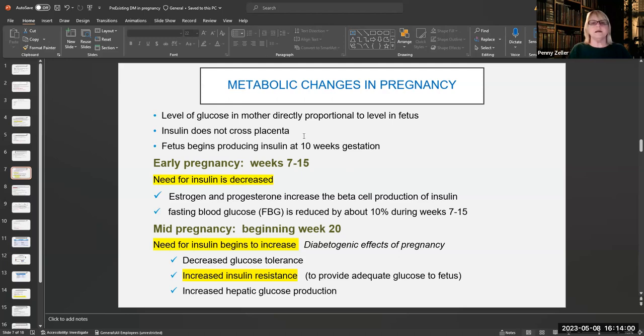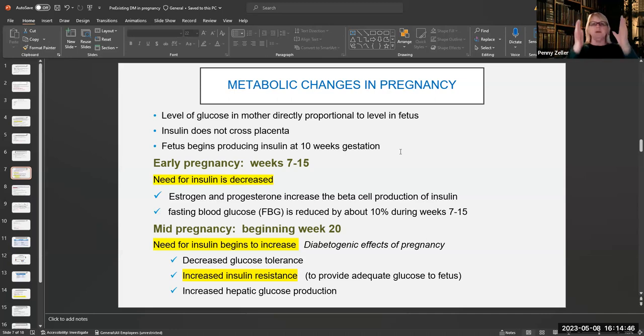Okay, insulin does not cross the placenta. Okay. The fetus can produce its own insulin about week 10. Okay. So what you need to understand here, early pregnancy, okay, that first trimester, the need for insulin actually is decreased. The need for insulin is decreased early in pregnancy. So if you have a type 2 or type 1 diabetic, we might have to adjust their medications early in pregnancy. But once we hit that 20th week, then the need for insulin begins to increase.